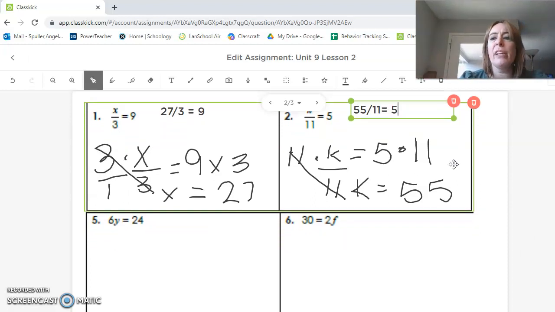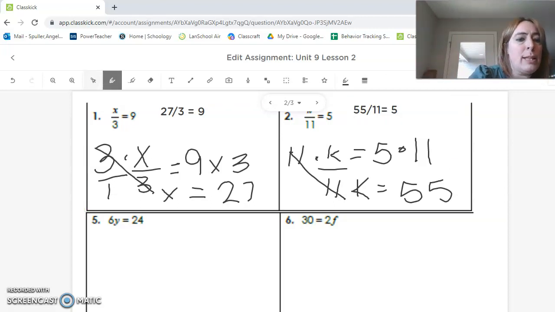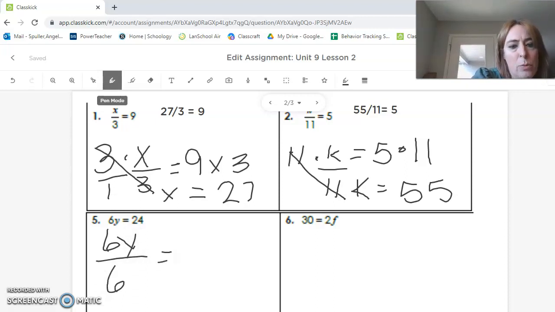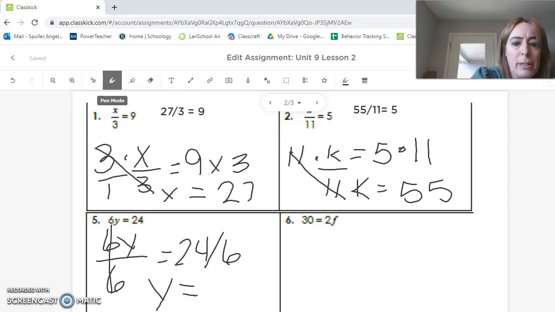All right, now looking at 5 and 6, remember whenever you have a number right next to a variable, that's a fancy way of saying multiply, right? Because I can't say 6xy because then it looks like 6 times the x times the y. Looks like two variables instead of just one. All right, so instead we're going to divide. So I'm going to say 6y divided by 6 equals 24 divided by 6. So y, let's cross these out, equals 24 divided by 6, which is 4.